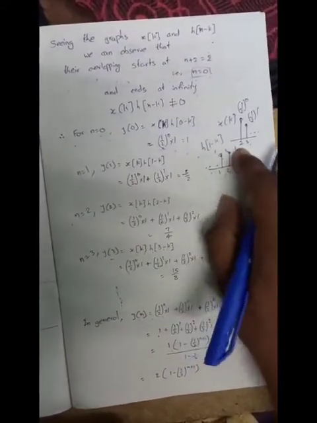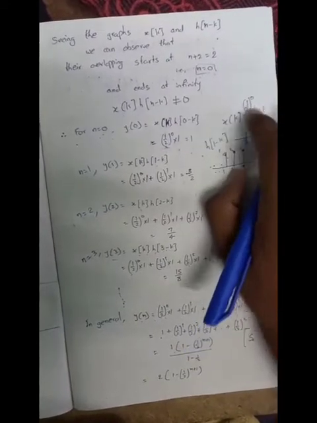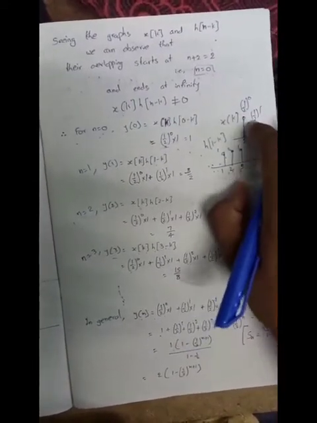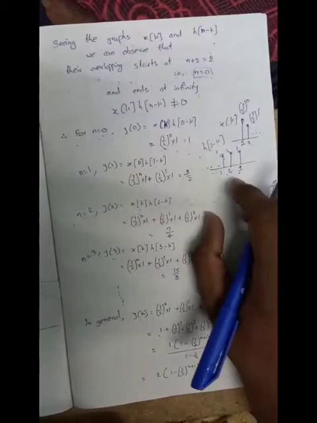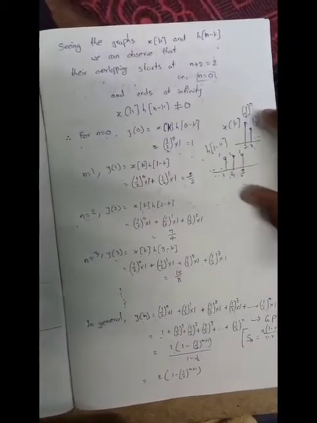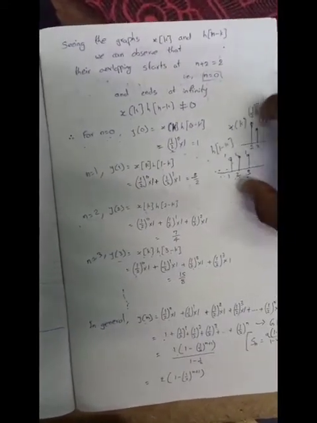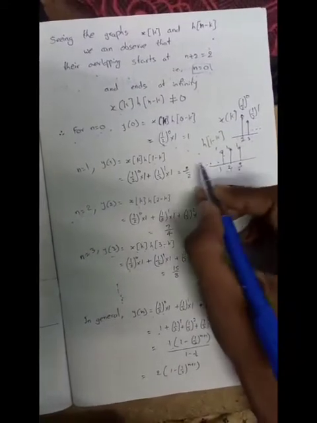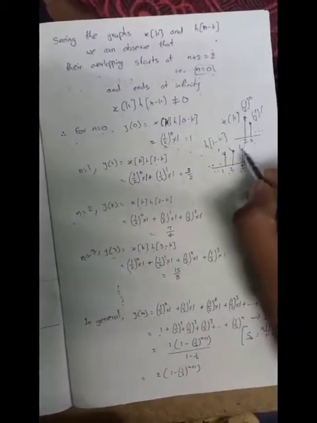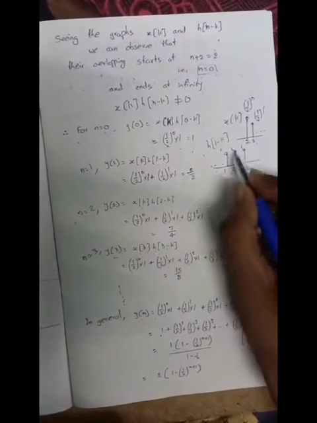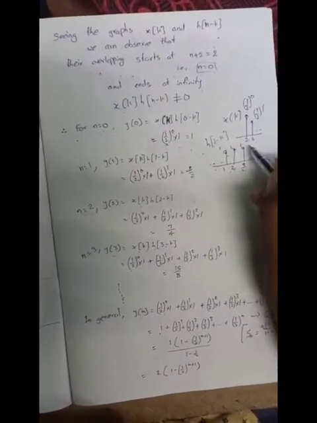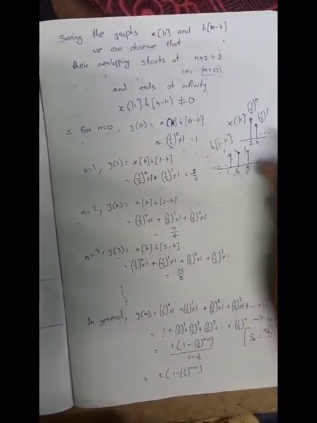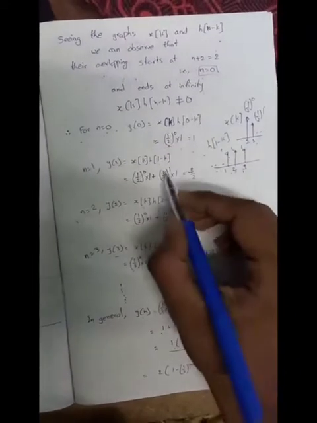Here the value of x of k at 2 is 1 by 2 whole power 0 and at 3 is 1 by 2 whole power 1. And h of 1 minus k at 3 is 1 and at 2 is 1. I have to multiply both of them and add. So that is 1 by 2 whole power 0 into 1 plus 1 by 2 whole power 1 into 1, which gives 3 by 2.